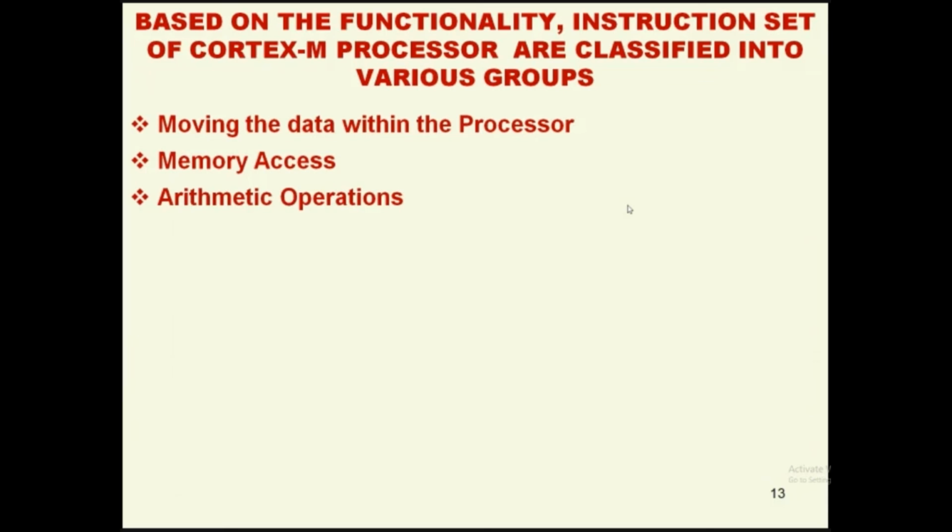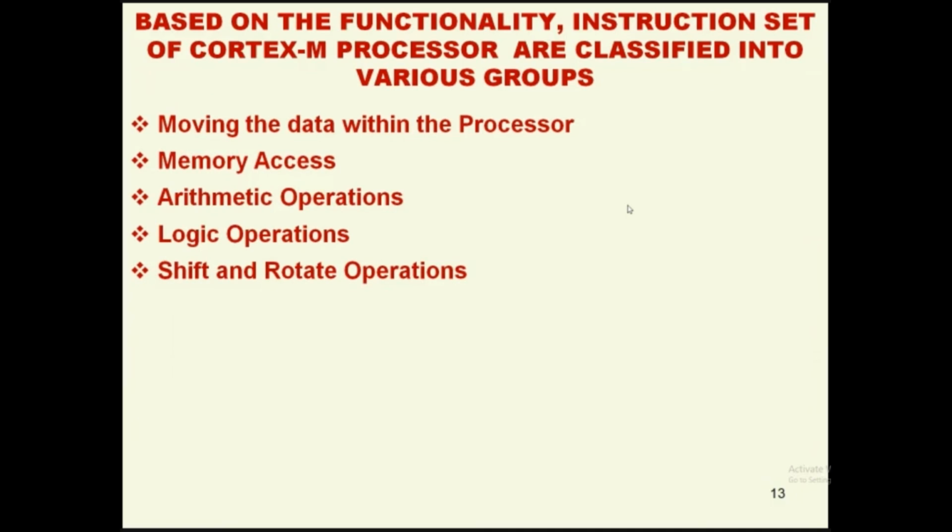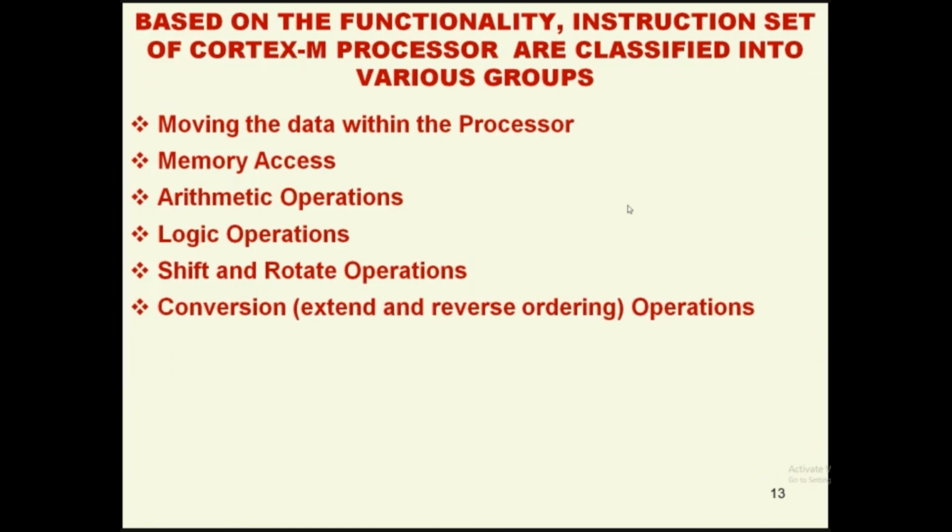Then comes arithmetic operations, then logical operations, then shift and rotate operations, then extend and reverse ordering operations. Why extend and reverse ordering? Extend means even though it is a 32-bit processor, it should compute 8-bit and 16-bit data. So to compute 8-bit and 16-bit data, these extend operations will be very useful.